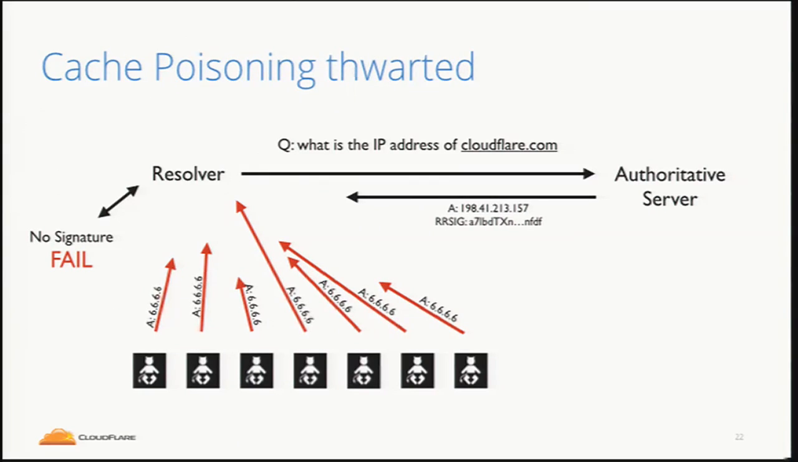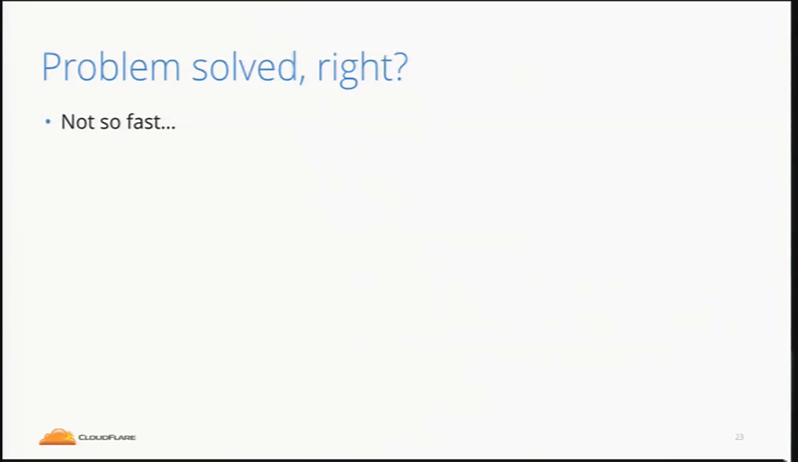Same with the cache poisoning attack. If they send back responses that don't have the valid signature or are missing a signature, the resolver can say no. So right, we're done, right? That's the end of the talk. Problem solved, right? No, absolutely not.